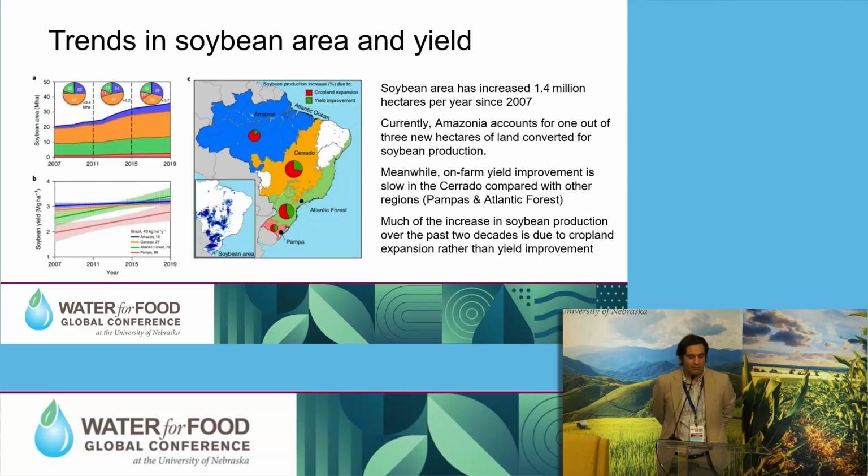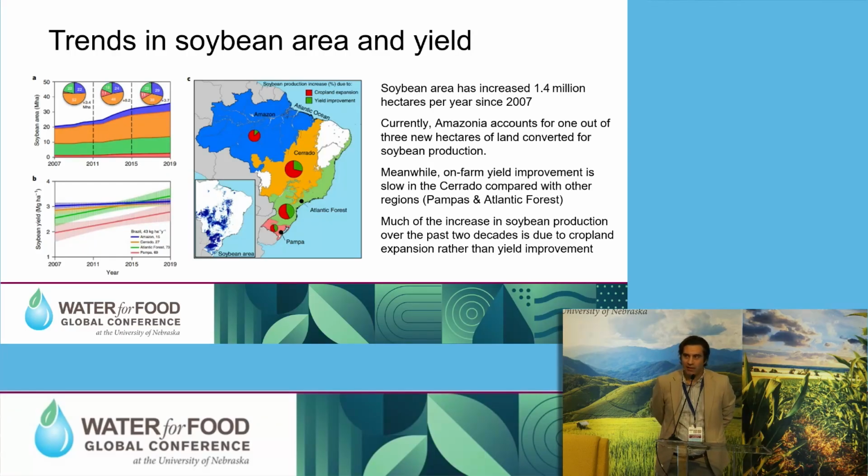Let's now look into the yield improvement, which is shown in panel B on the bottom left side. Again, you can see trends in average yield for the 4 regions, and you can see that there are very different trends. There are 2 regions that clearly show an upward trend, and those regions are the Atlantic forest and the Pampas. But there are 2 regions in which the yield has improved very little, and those are the Cerrados and the Amazonia. So basically, we have 2 different trajectories across regions: regions in which yield has improved and other regions in which yield has not improved at all.